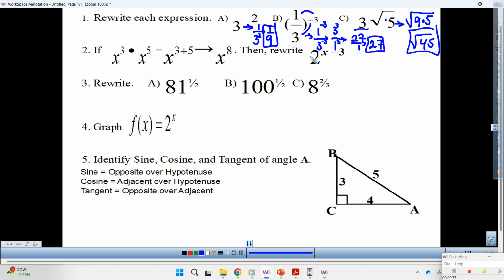Number 2. 2 to the x minus 3 is the same as 2 to the x times 2 to the negative 3. Can we have negative exponents? No. 2 to the x over 2 to the positive 3 exponent. 2 to the x over 2 to the third is 8.